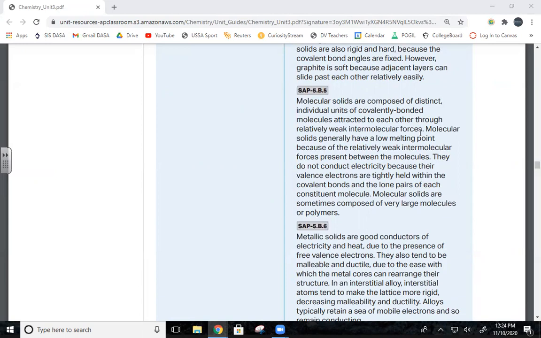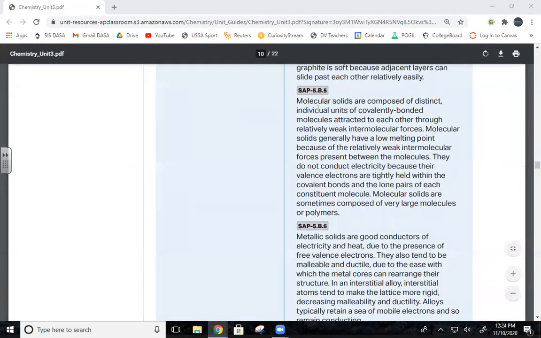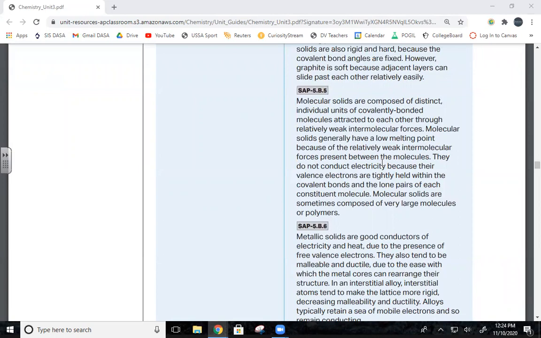All right, next topic. Molecular solids are composed of distinct individual units of covalently bonded molecules attracted to each other through relatively weak intermolecular forces. Molecular solids generally have a low melting point because of the relatively weak intermolecular forces present between the molecules. They do not conduct electricity because their valence electrons are tightly held within the covalent bonds in the lone pairs of each constituent molecule. Molecular solids are sometimes composed of very large molecules or polymers.